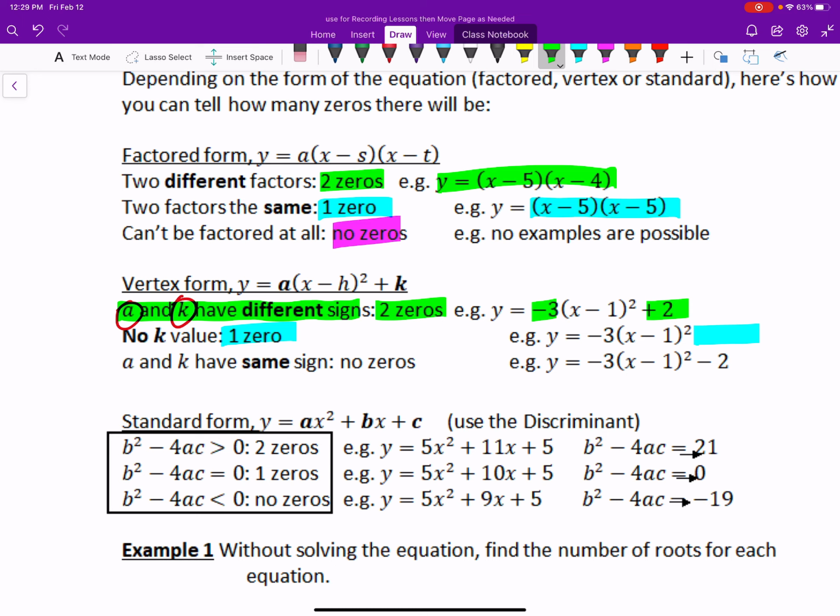If a and k have the same sign, that means the vertex is either above the x-axis and it opens upwards, or the vertex is below the x-axis and it opens downwards. Either way, there's no zeros.